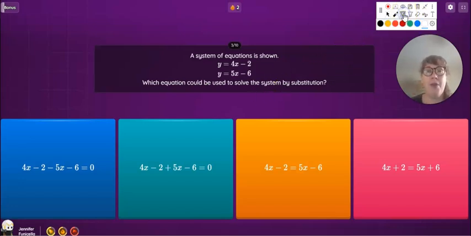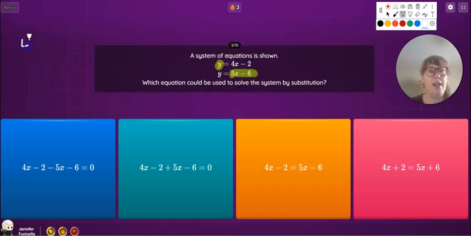And here we are at number 3. A system of equations is shown. What equation could be used to solve the system? Now for this one, notice they're both set equal to y. They're both in the form y equals, right? So what we can do is we can take one of the expressions on the other side and plug it in for y.